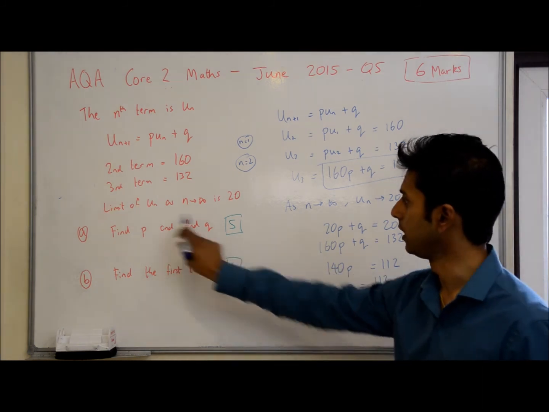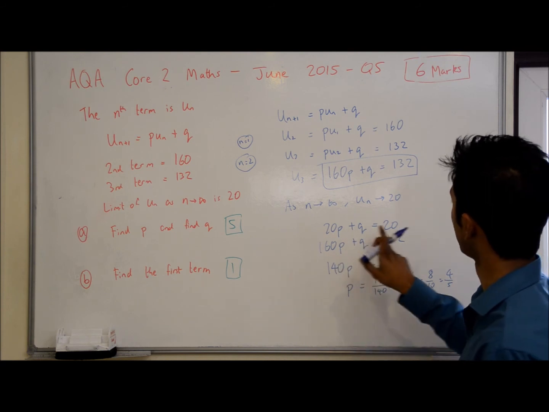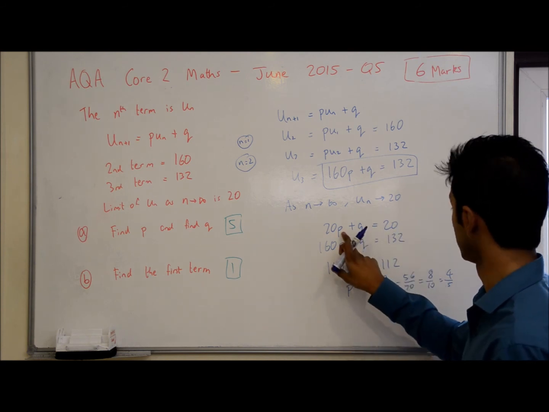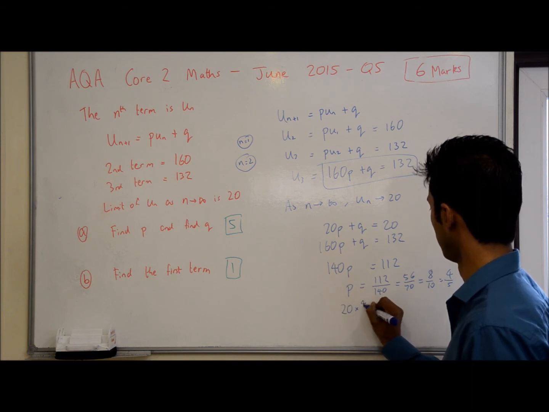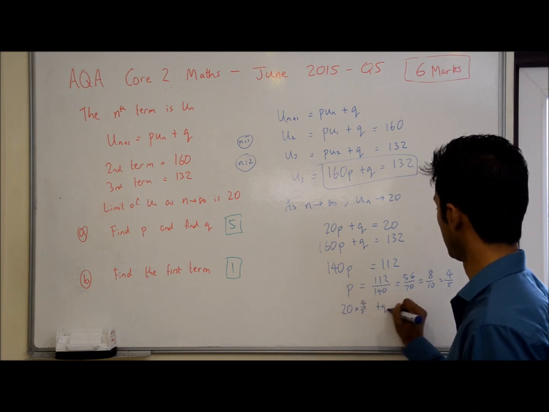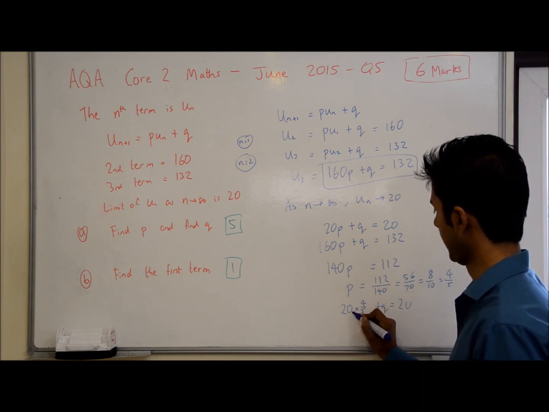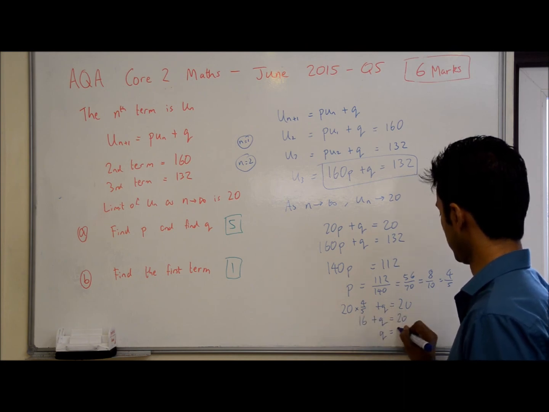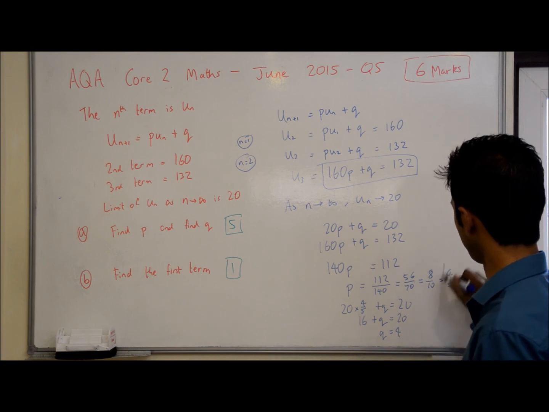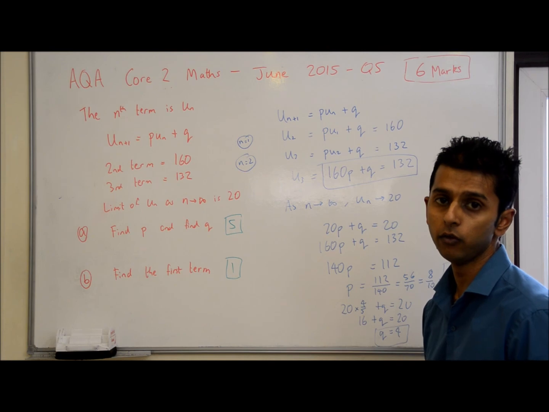So we found p, now we need to find q. So to find q, we can substitute into either of the two equations. Let's go with this one because the numbers are smaller. So 20 times 4 over 5 plus q is equal to 20. So 4/5 of 20 is 16. So 16 plus q is equal to 20. So q is equal to 4. So p is equal to 4/5 and q is equal to 4. And that will get you 5 marks.